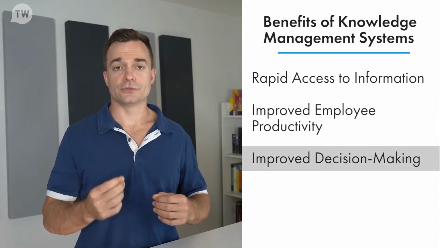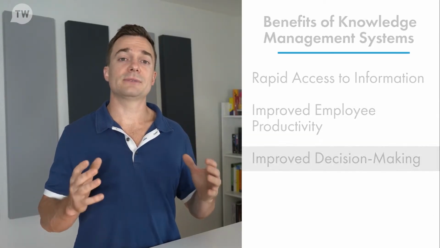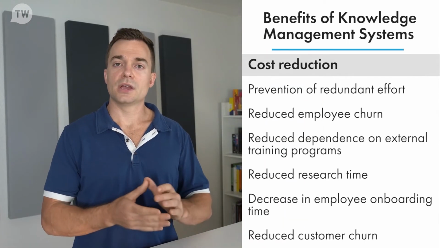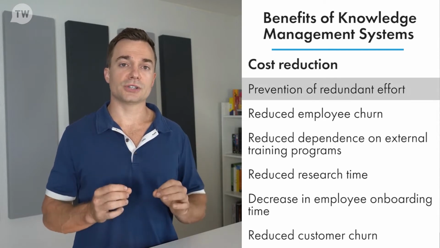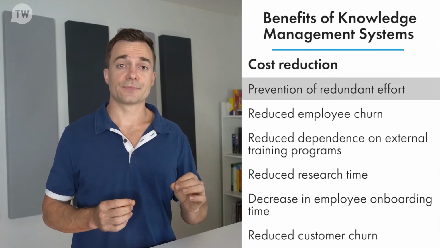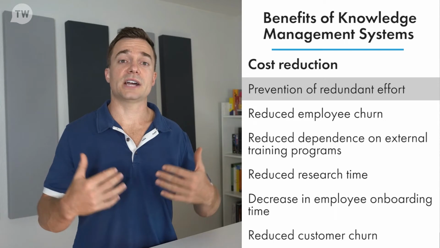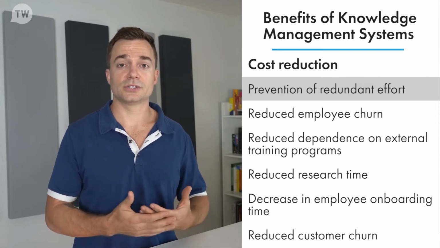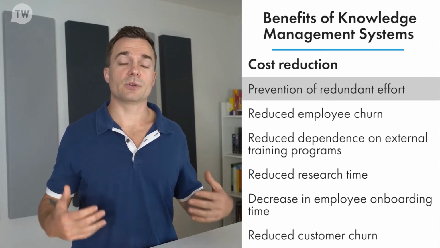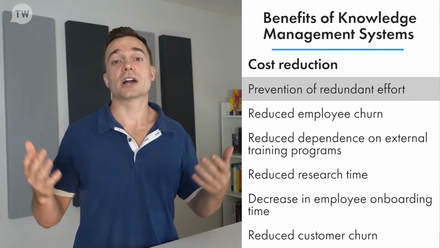And then we have improved decision-making. Knowledge management systems lead to faster and improved decision-making through timely access to relevant information and experience. And another big one, which often isn't talked about enough, is cost reduction. Knowledge management systems help to reduce costs through a prevention of redundant effort. A powerful search feature can prevent time spent recreating existing knowledge. And we all know how painful that is when we create a document, we realize that document already existed.